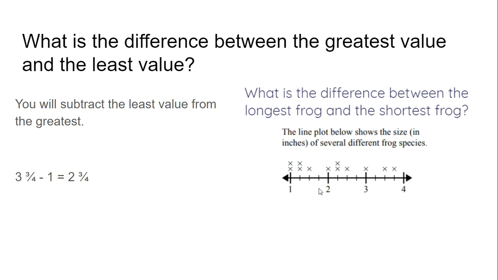So when we're looking at the longest frog, it is all the way over here. It would be 3 3/4. And then you would subtract that from 1. So 3 3/4 minus 1, and you would get 2 3/4.